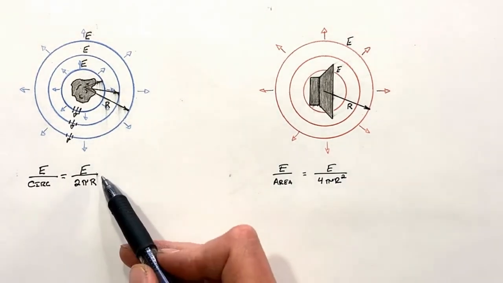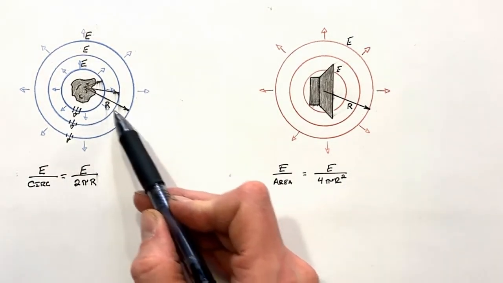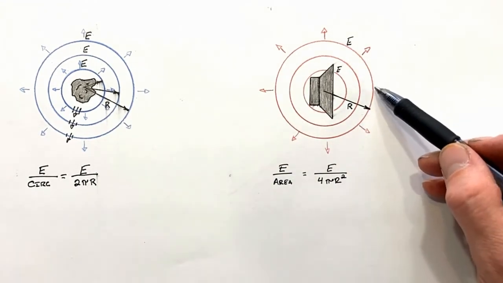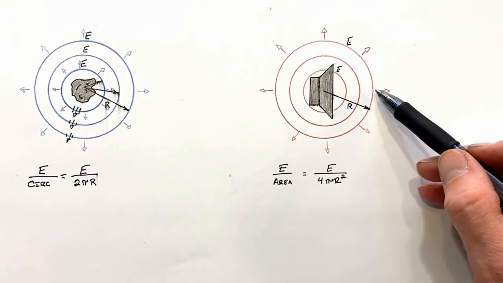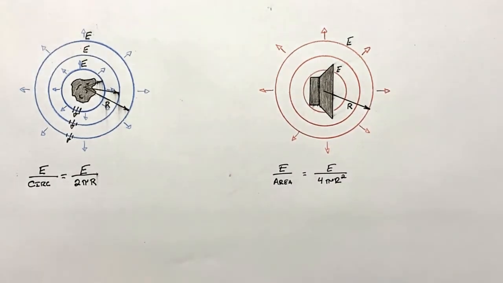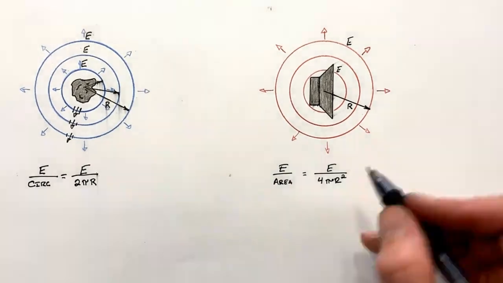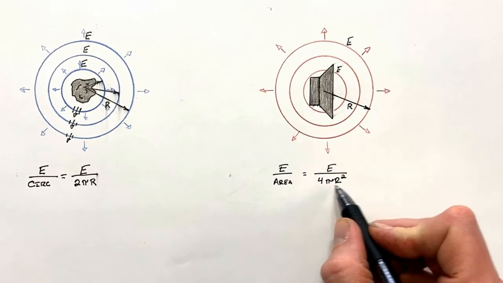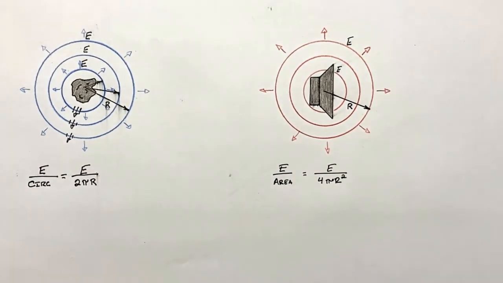So much like what we saw over here, where the height of the water wave decreased, what we're going to find here is there's less energy striking a certain size surface, like your eardrum, if you move farther away from the source. And that is given by this equation right here. The energy is spread out over a greater area.